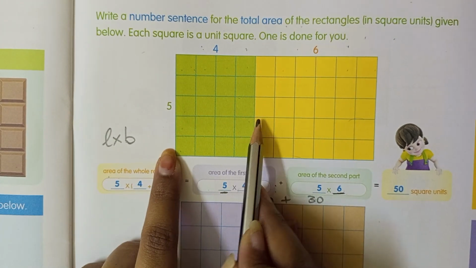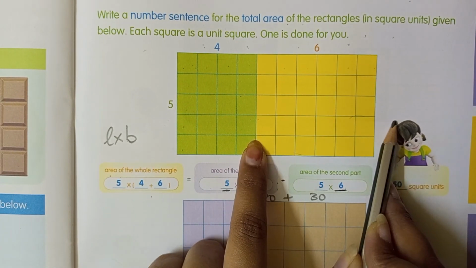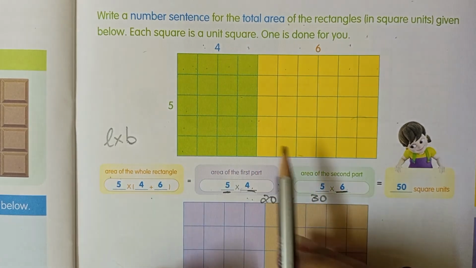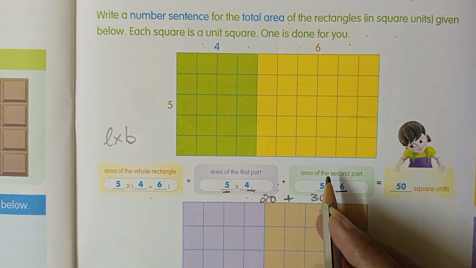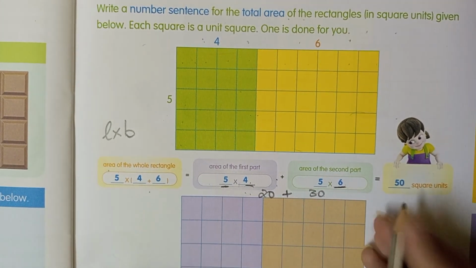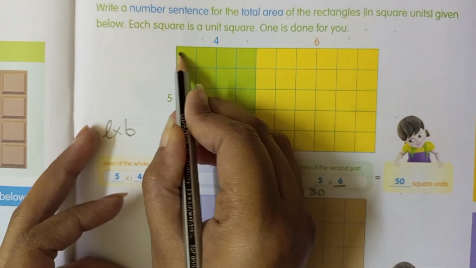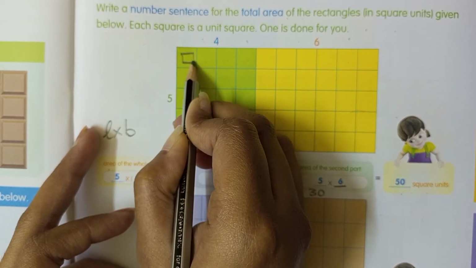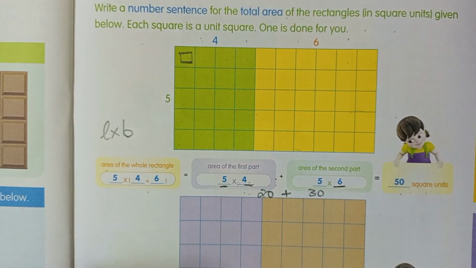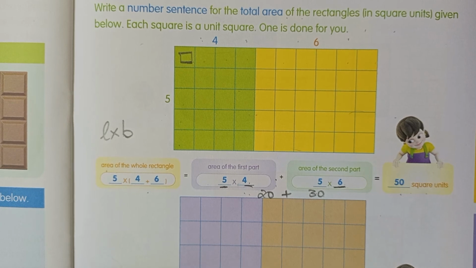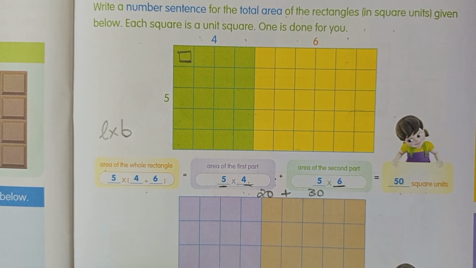This is another shape, and this is another shape. But they gave it as one total figure. 20 plus 30, 50. So 50 square units. Each particular box is in a square shape, so we have to put the measure in square units. We have to name it as square units. See the next one here.